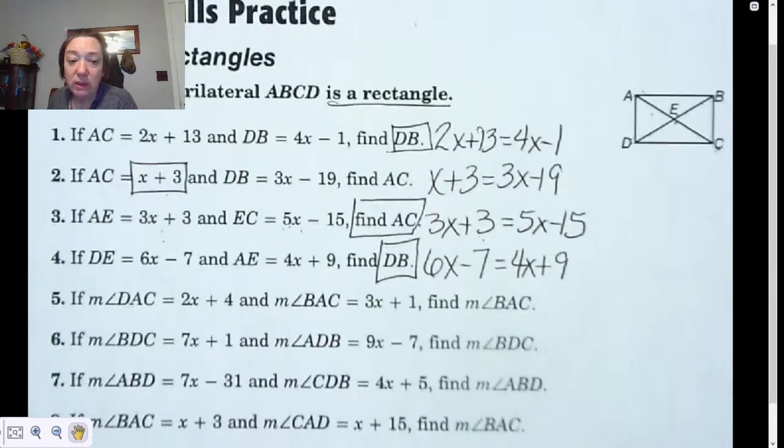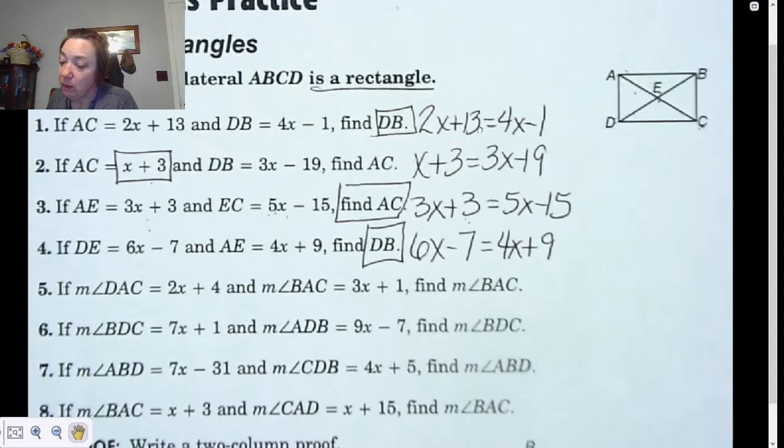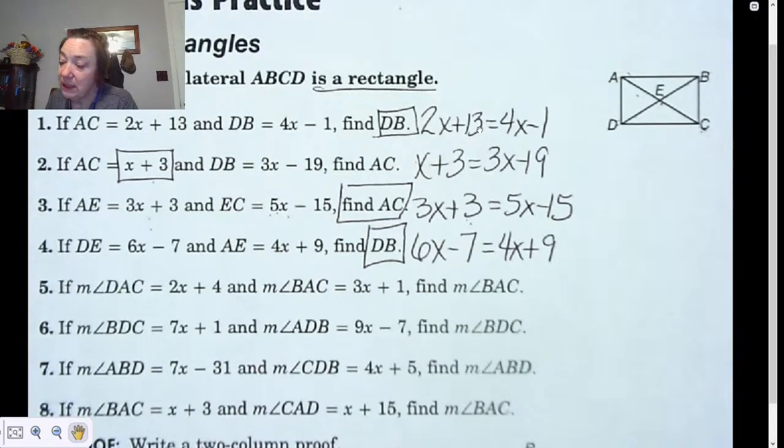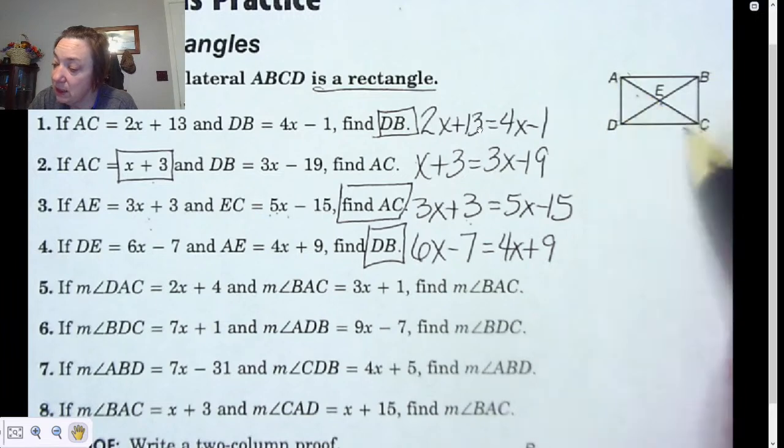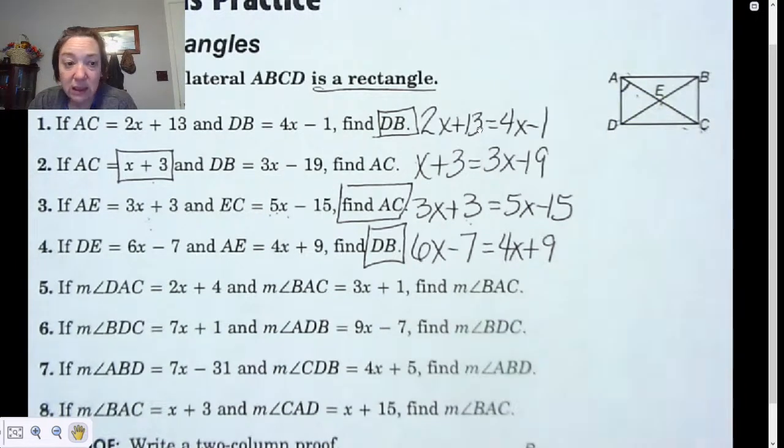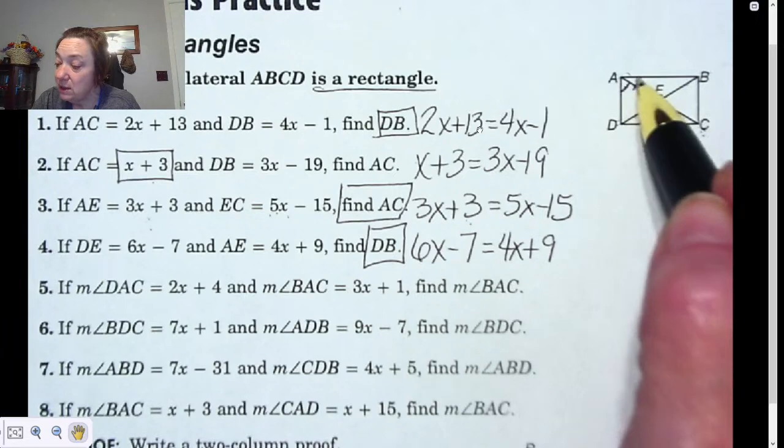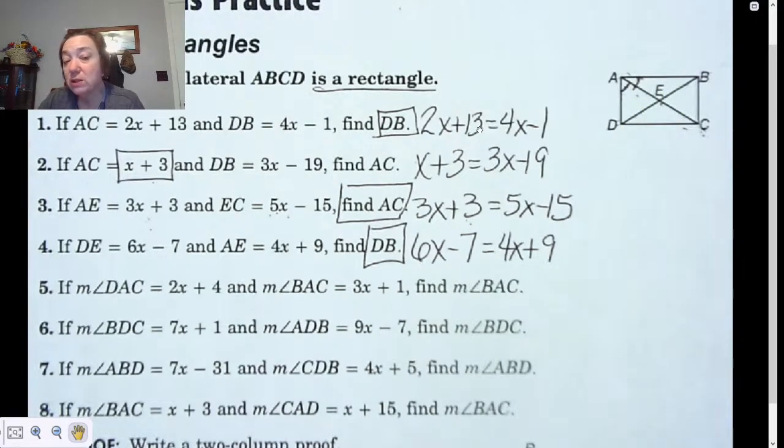So now we get into some angle business, all right? So number 5. If the measure of angle DAC, so DAC is this angle right here, right? DAC is 2x plus 4. And the measure of angle BAC is 3x plus 1. And you know what? I just realized that we did not discuss how the diagonals affect the angles. So the diagonals of a rectangle not only bisect each other, they also bisect the angles. So what that means is each one of these angles is 45 degrees. It also means they're congruent to each other.